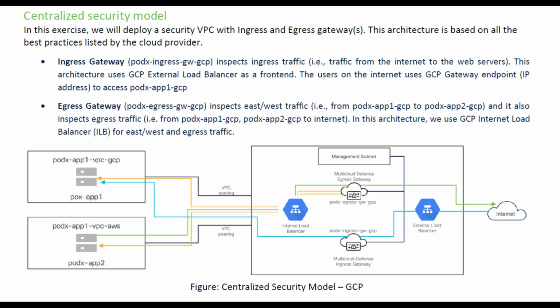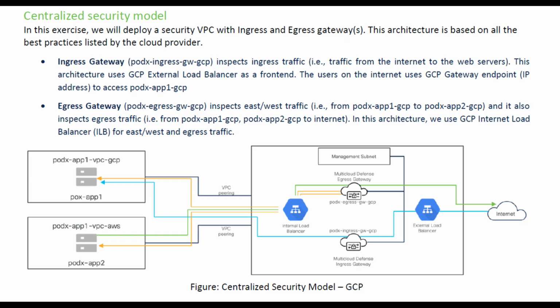Ingress gateway, pod 33 in our case, -ingress-gw-GCP inspects ingress traffic, so traffic from the internet to web servers. This architecture uses GCP external load balancer as a front end. The users on the internet use the GCP gateway endpoint IP address to access pod 33 app 1.